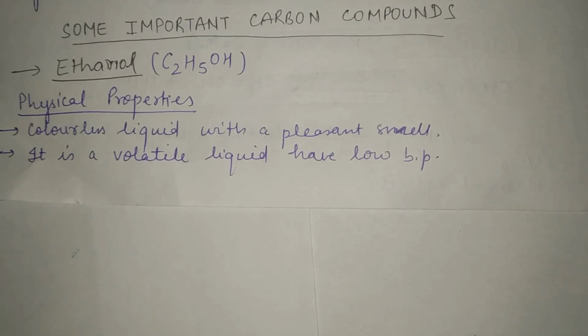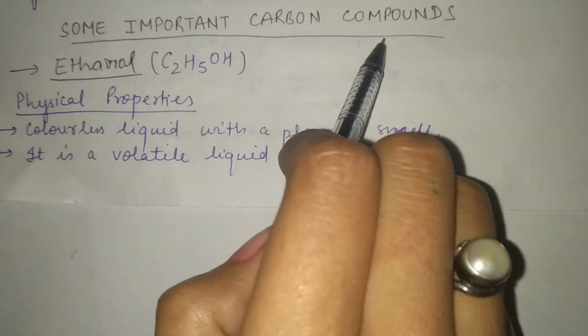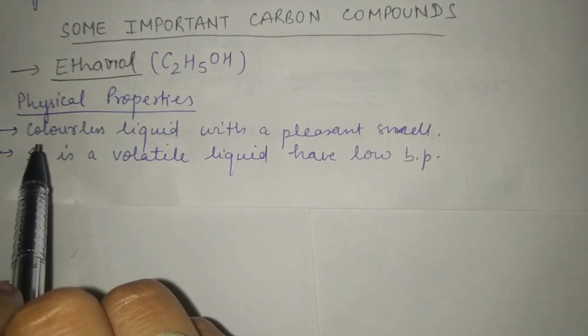Hello friends, in my previous video I was talking about chapter 4 of class 10, that is carbon and its compounds, and I covered the topics homologous series, functional groups, nomenclature of carbon compounds and chemical properties of carbon compounds. And in this video I will discuss some important carbon compounds, soaps and detergents, and the cleansing action of soap.